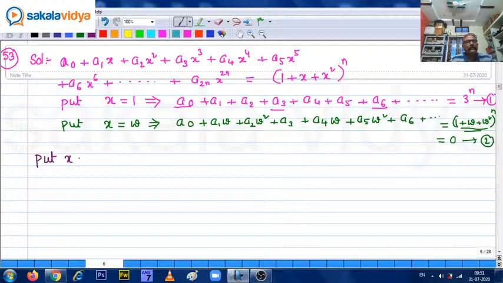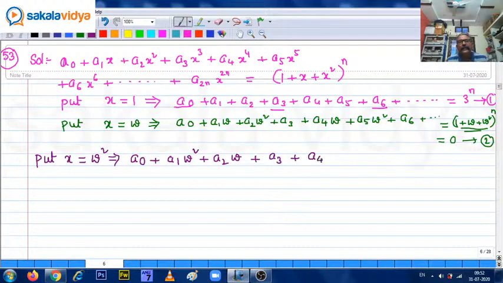Now this time put x equal to omega squared. Very tricky problem this is. Now again a0 plus a1 omega squared plus a2 omega⁴. Omega⁴ is omega. Plus a3 omega⁶ is a3, plus this becomes directly a4 omega squared, a5 omega, plus a6 and so on equals, you get (1 + omega⁴)^n, omega⁴ is omega, so (1 + omega)^n. This is 0.